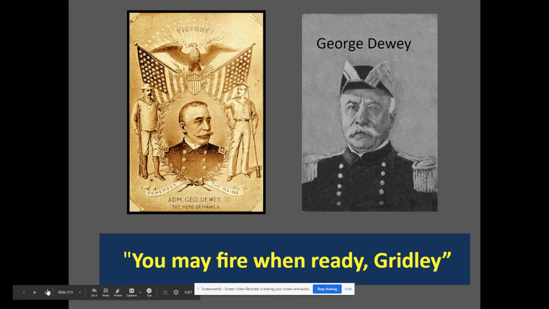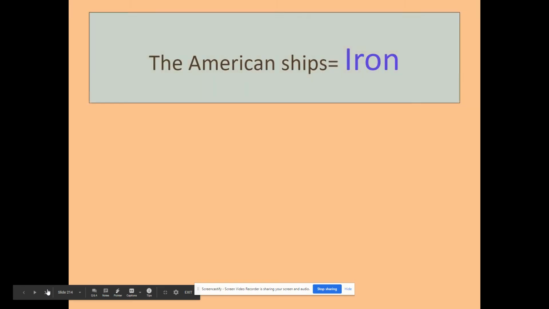Now, the famous line Commodore Dewey said, "You may fire when ready, Gridley." Basically, what this reflects is an overabundance of arrogance and confidence. Just fire whenever you need to. We're going to take them out no matter what, which was true.